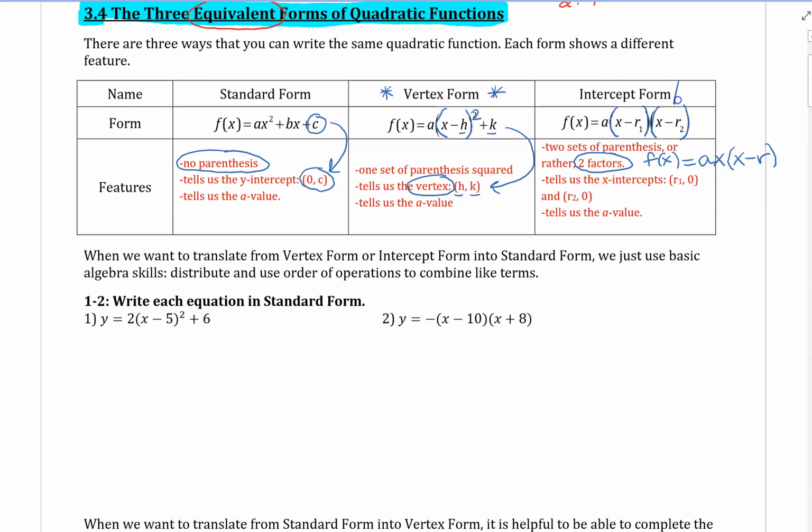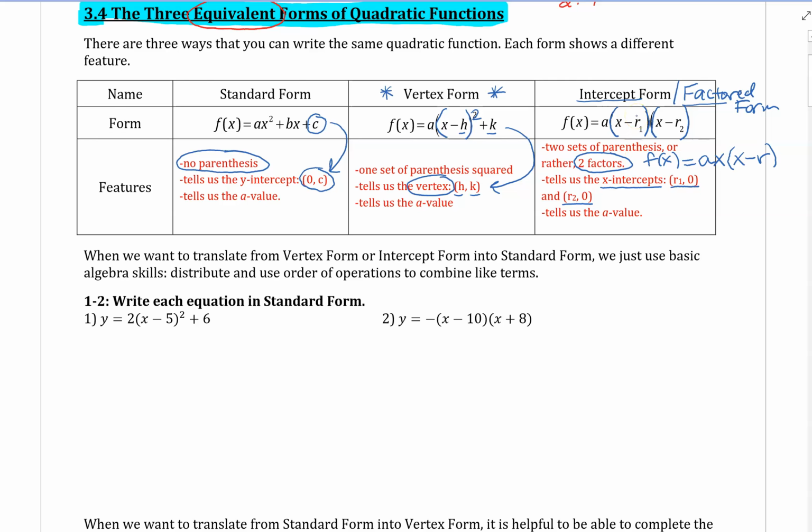It doesn't have two parentheses, but it does have two factors. So another way we can think of intercept form is as factored form. If you have two factors present, then you know you're in intercept form or factored form. And what those factors tell us are the x-intercepts of the graph. They are the values of x that, when I plug them into the equation, would make the y-coordinate 0. And so those are the x-intercepts of the graph. That's what we learn from intercept form.